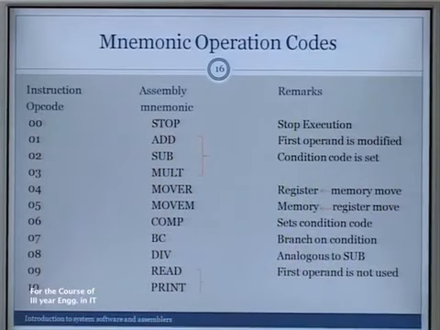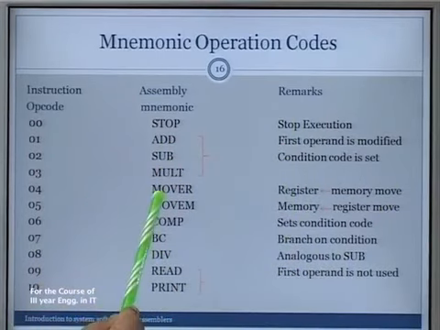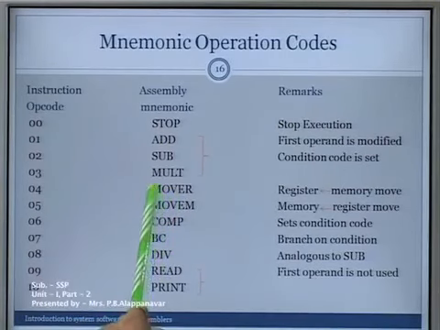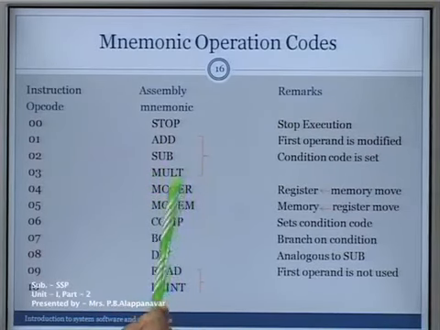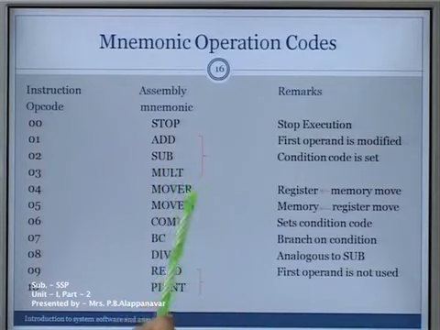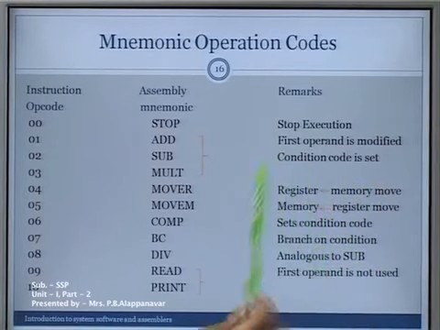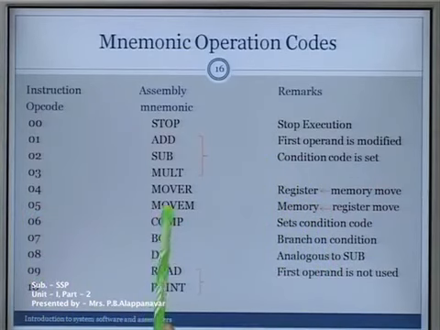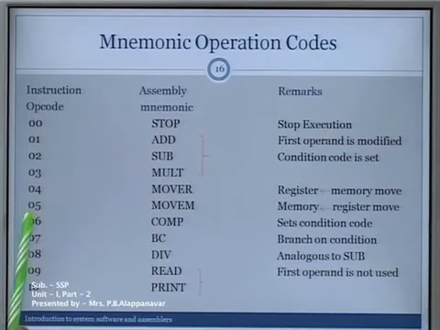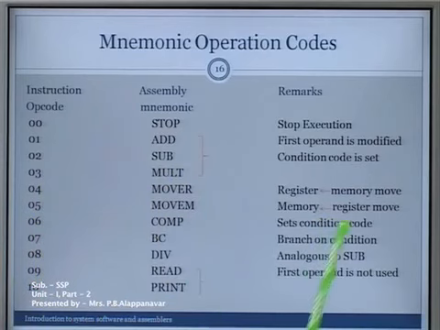Now if you look at the mnemonic MOVER, which stands for move to register, it basically means that we are moving contents into a register. That is, we are moving a value in a memory word into a register. And if you look at MOVEM, it means that we are moving certain contents into a memory word. Now that has an instruction opcode 05, and what does it mean? We are moving contents from the register into that particular memory word.